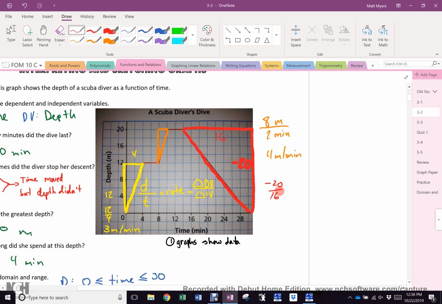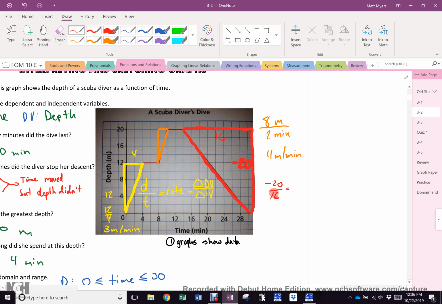Now, we don't like that. What's that? What math did I do here? 8, 2 to get 4. 12, 4 to get 3. What do I do here? Divide by 16, right? 8 divided by 2 is 4. 12 divided by 4 is 3. So I need this to be at 1 minute. So I got to do negative 20 divided by 16.